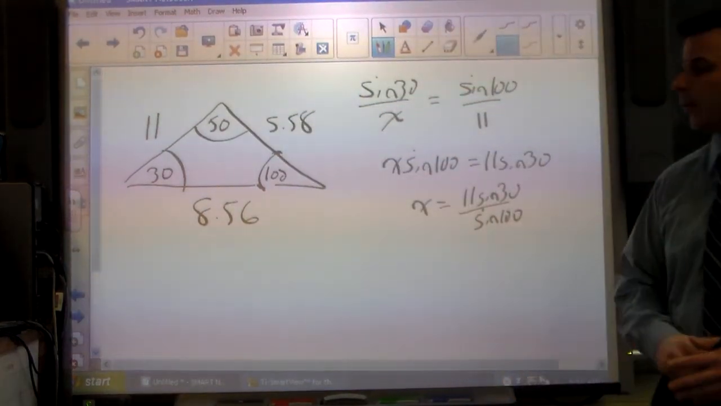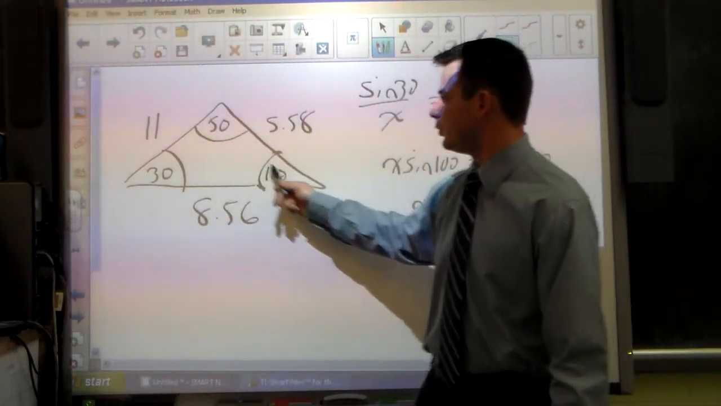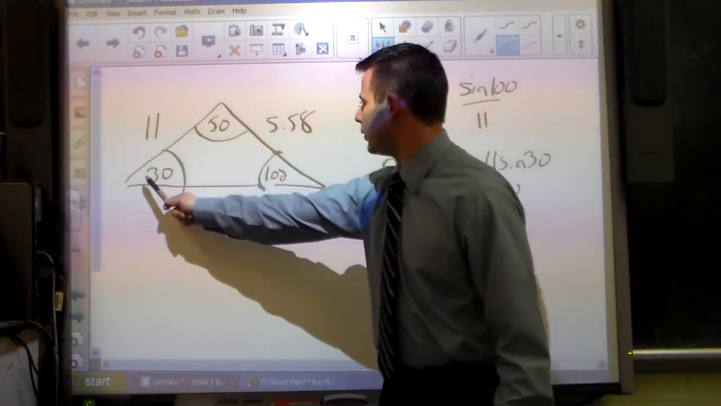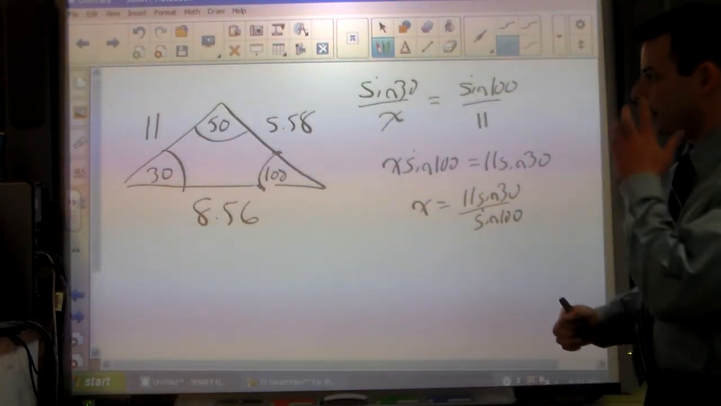So there we go. When you're done solving a triangle, make sure your picture makes sense. The largest angle should yield the largest side. The smallest angle should yield the smallest side. This does make sense, so we did it correctly.